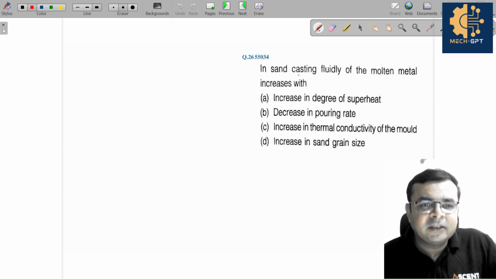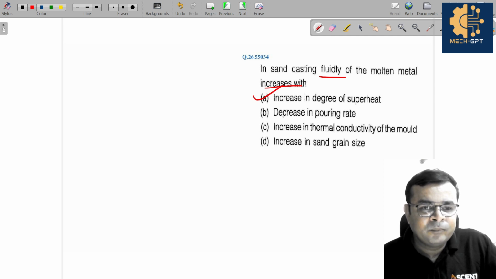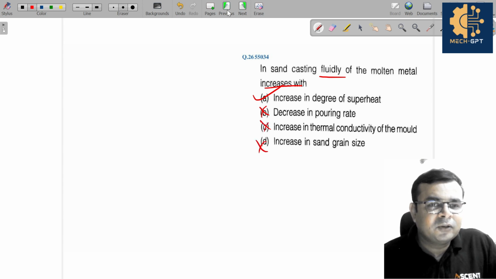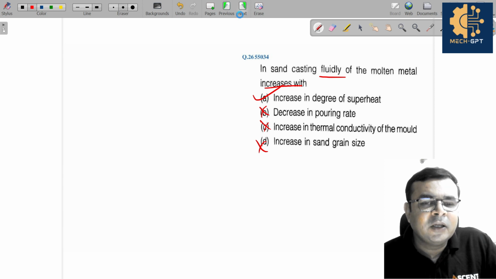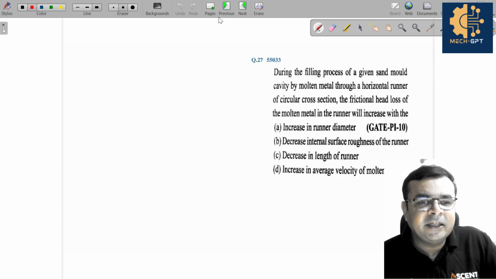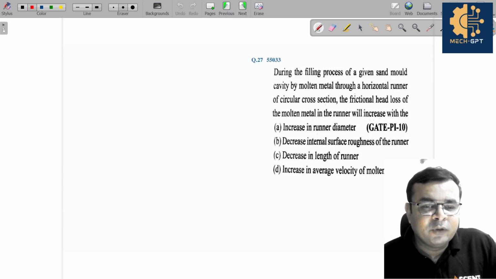In sand casting, fluidity of the molten metal increases with increasing degree of superheat. This is the right answer. No need to move to the downward side. Decreasing pouring rate, this is wrong. Increasing thermal conductivity of the mold, this is wrong. Everything is wrong. So the correct answer is increasing degree of superheat. Higher the heat, higher will be the fluidity.